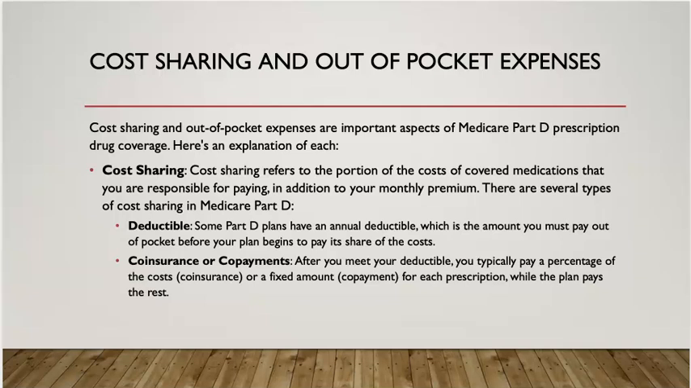Cost sharing means that there's a portion of the costs of covered medications you are responsible for paying as the beneficiary, in addition to your monthly premium. There are several types. Some Part D plans have an annual deductible, which you pay out of pocket before the plan starts paying everything. And then coinsurance or co-payments. After you meet your deductible, you pay a percentage of the cost or a fixed amount for each prescription while the plan pays the rest.